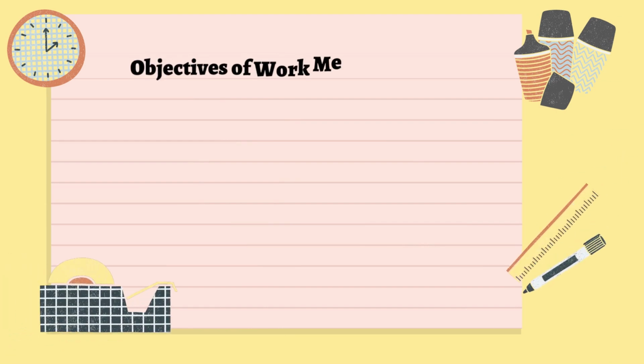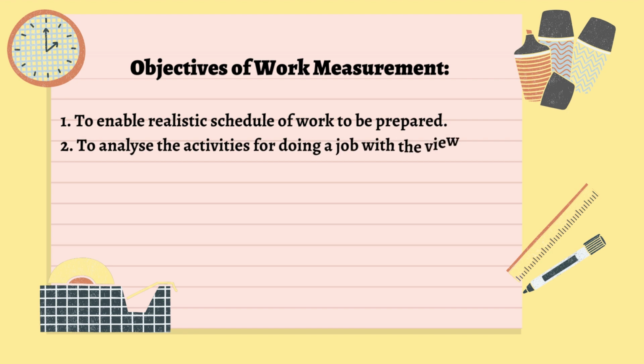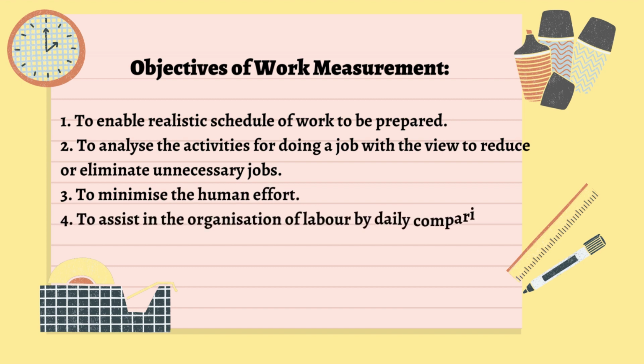And then, we do have the objectives of work measurement. So first is to enable realistic schedule of work to be prepared, to analyze the activities for doing a job with the view to reduce or eliminate unnecessary jobs, to minimize the human effort, to assist in the organization of labor by daily comparing the actual time with the target of time.